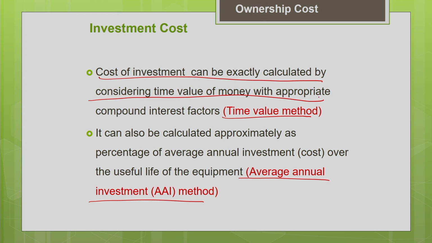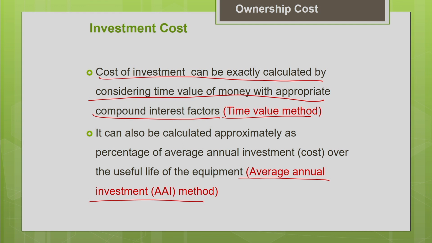So you will be using some appropriate compound interest factors in this method to convert the cash flows which are occurring at different time intervals to a particular time period. I need to use some compounding interest factors. So you will be making use of that in the time value method, which is more accurate. There is another method which is going to be approximate. It is called the average annual investment method.